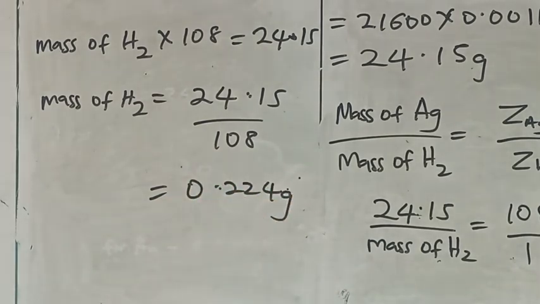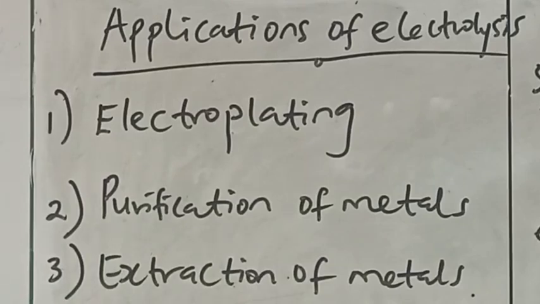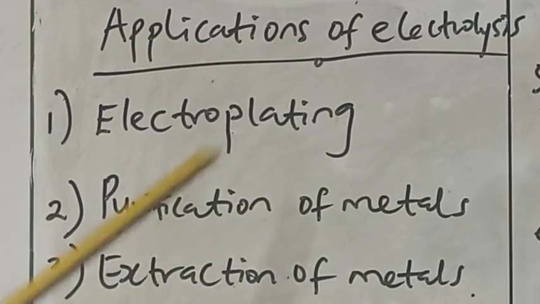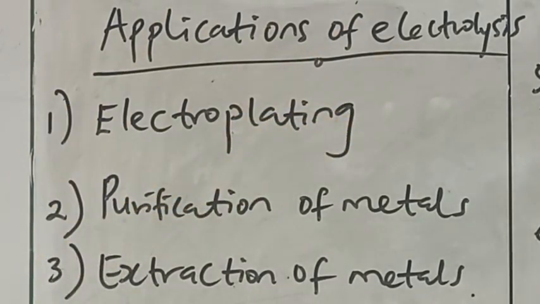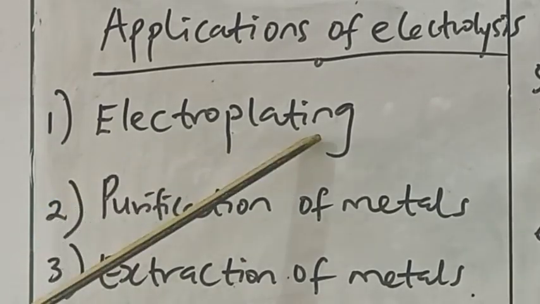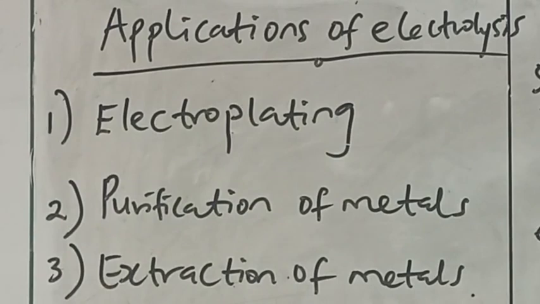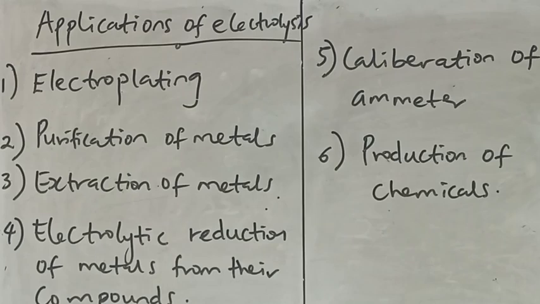0.224 grams. Before we take assignment, let's look at the following applications of electrolysis. It's very, very important you note it. Please write them down. 1, electroplating. That is the coating of a metal with another metal. Purification of metals. Extraction of metals. Go and find out.